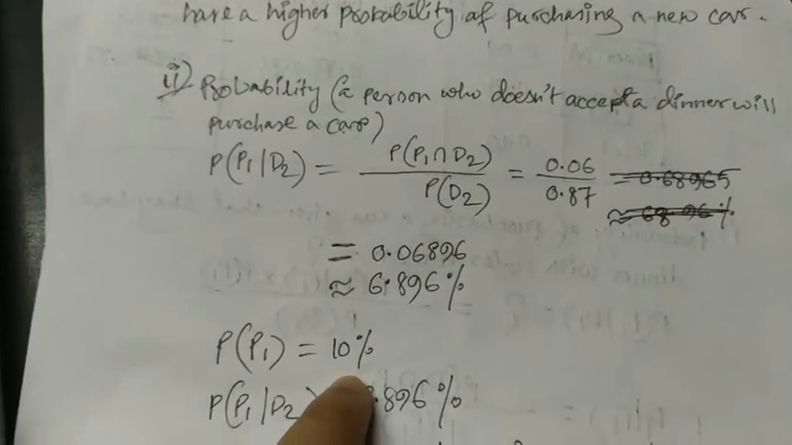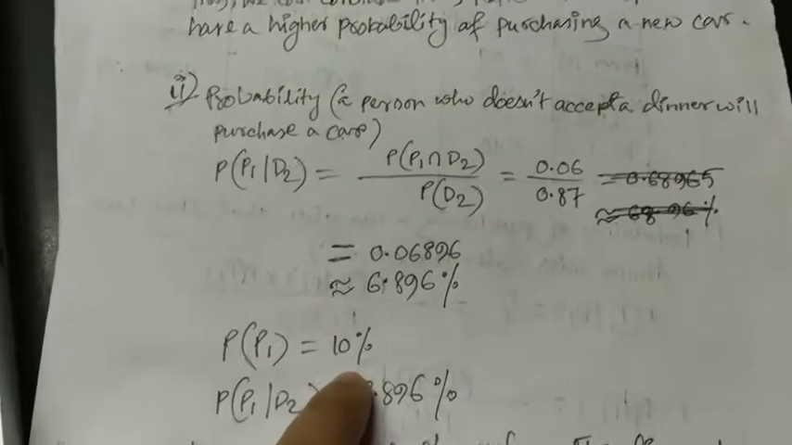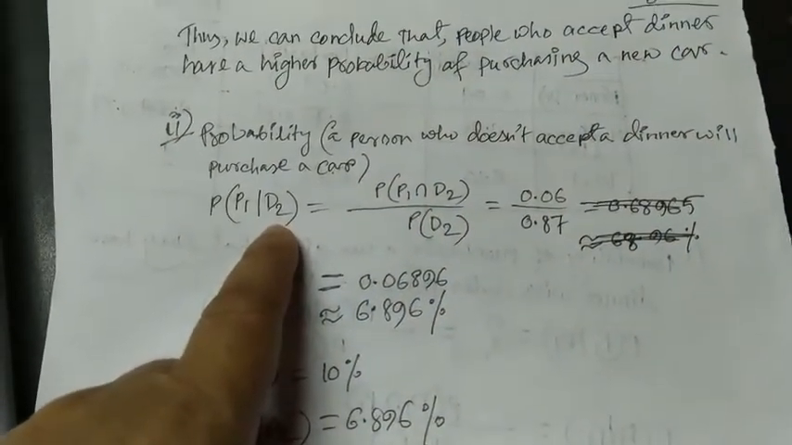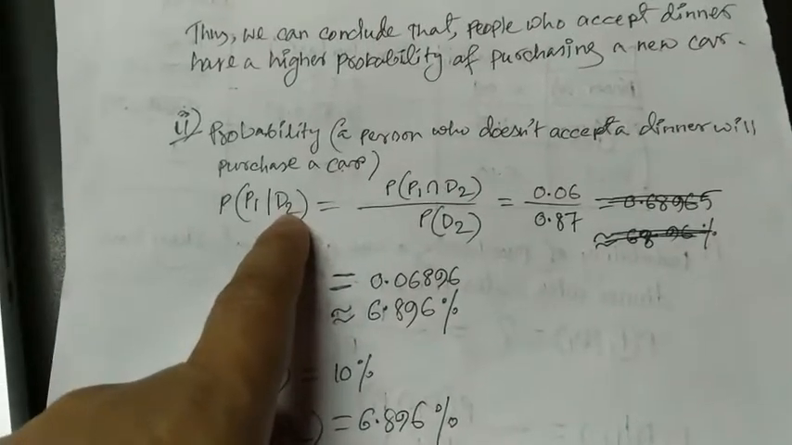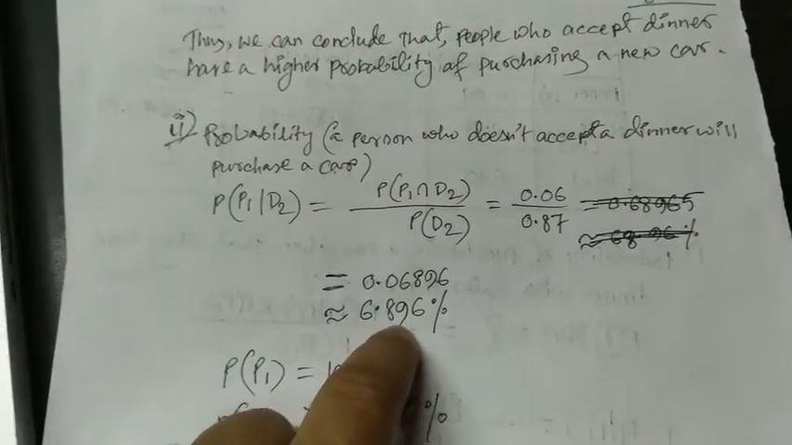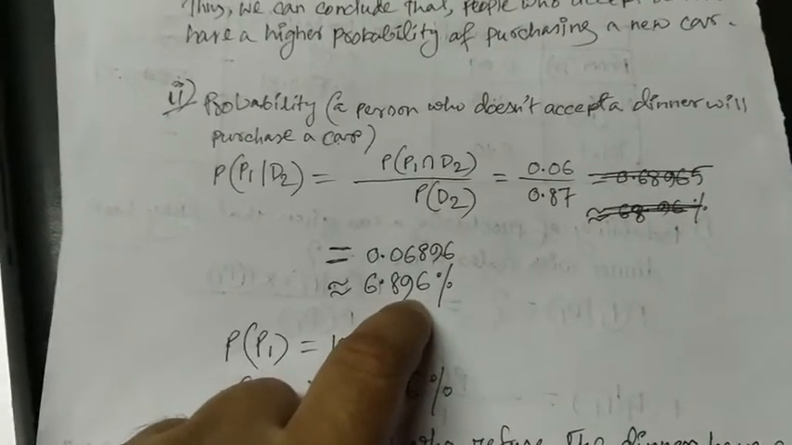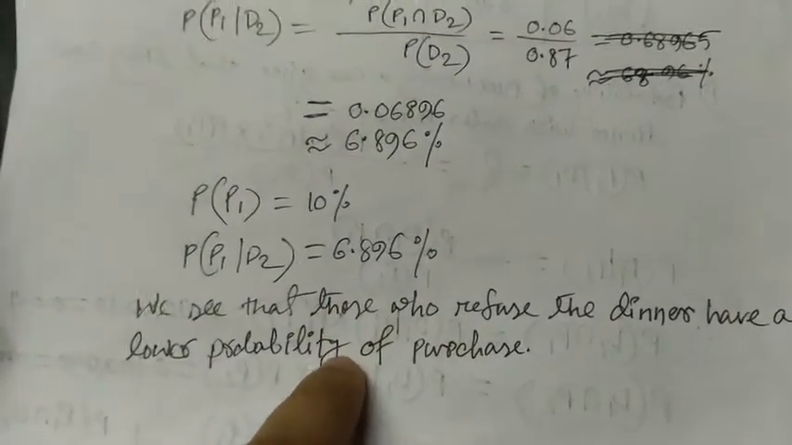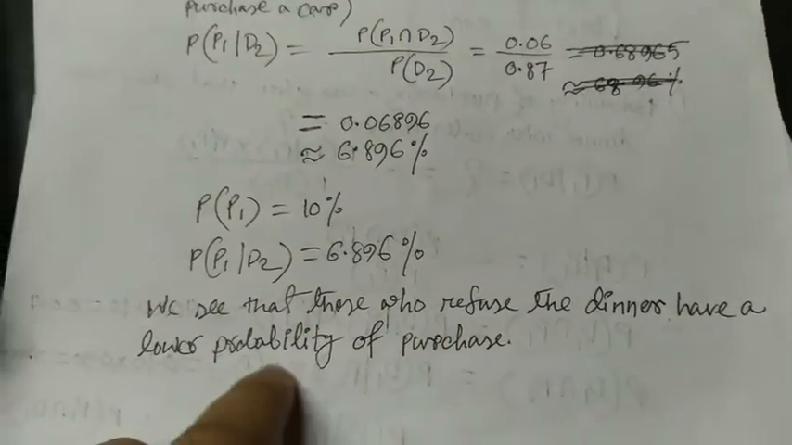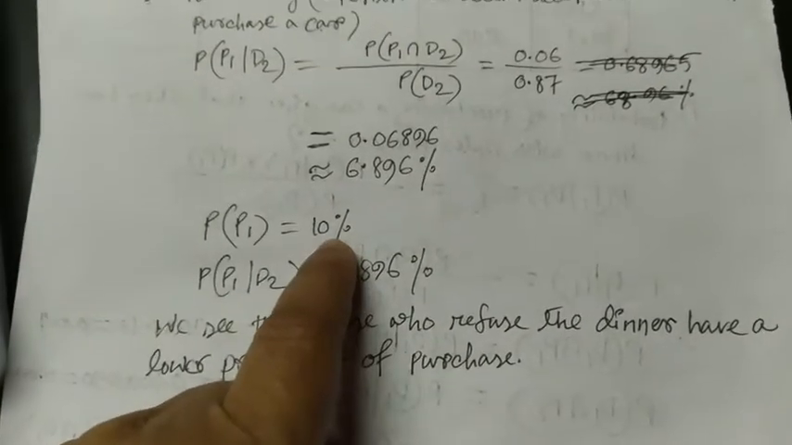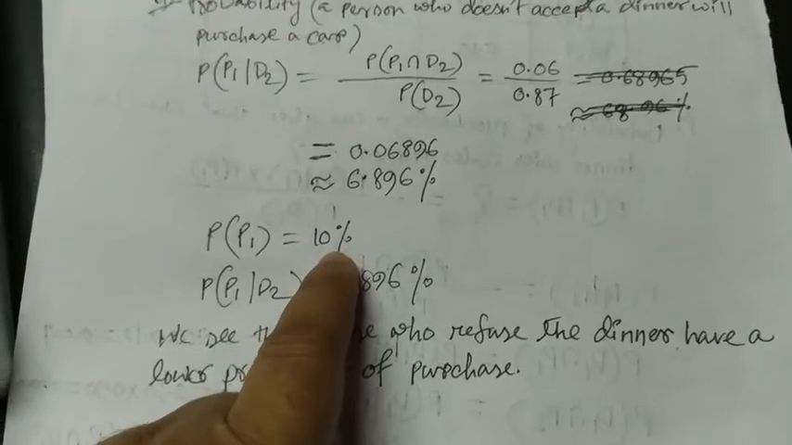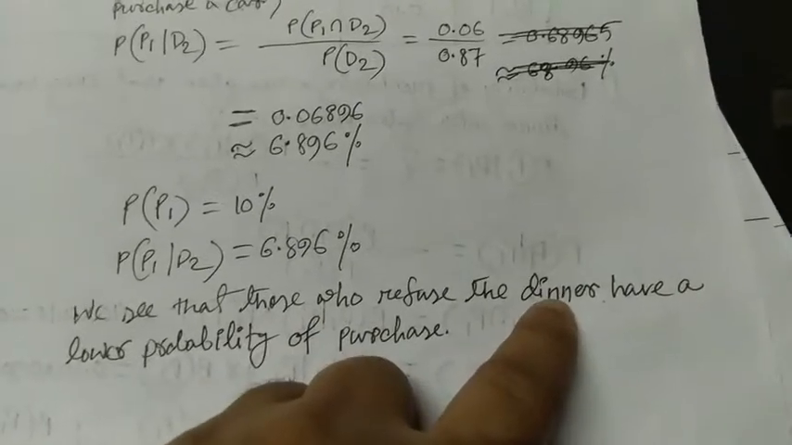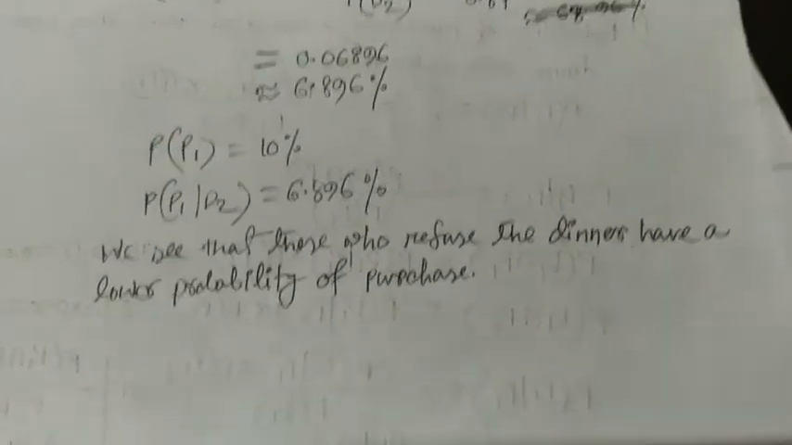Usually 10% of customers who come and talk to the salesperson buy a car, right? But those who refuse to have dinner, only 6.89%, around 7%, buy a car. So we see that those who refuse the dinner have a lower probability of purchase. Normally 10% of people buy a car before the dinner offer, but those who refuse dinner have a lower probability of purchase.